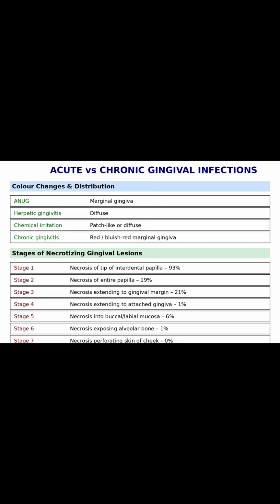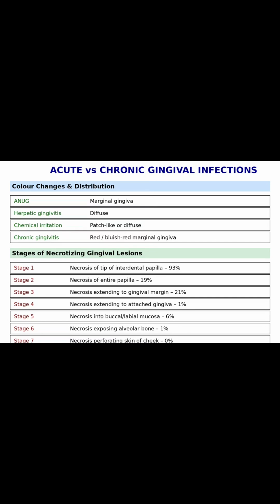Next stage is the sixth stage, which is necrosis exposing alveolar bone. Here, soft tissue destruction exposes the alveolar bone, leading to severe pain, risk of secondary infection, and rapid periodontal breakdown. Stage 7 is necrosis perforating skin of cheek. This is an extreme and rare stage, historically associated with noma or cancrum oris. It occurs primarily in severely malnourished individuals and immunocompromised patients.